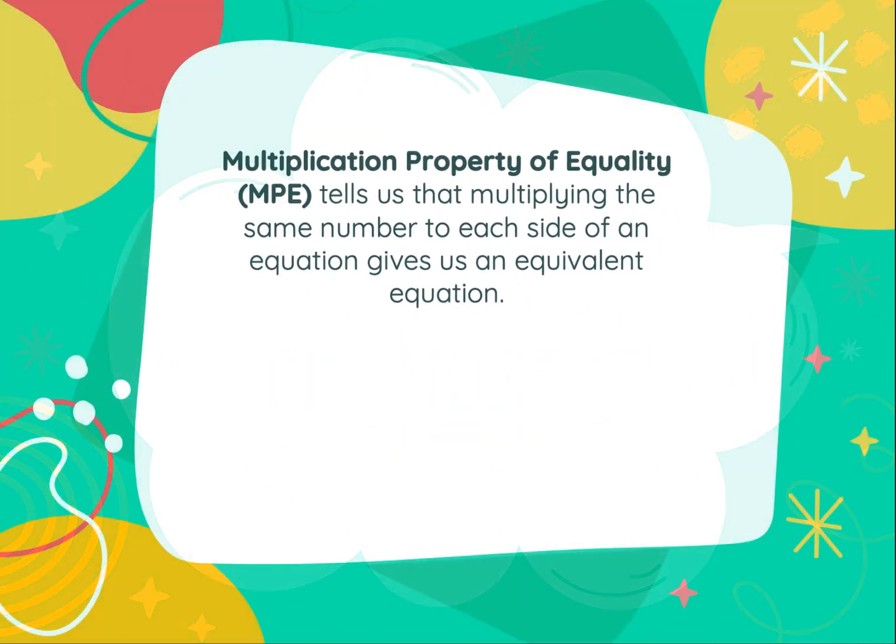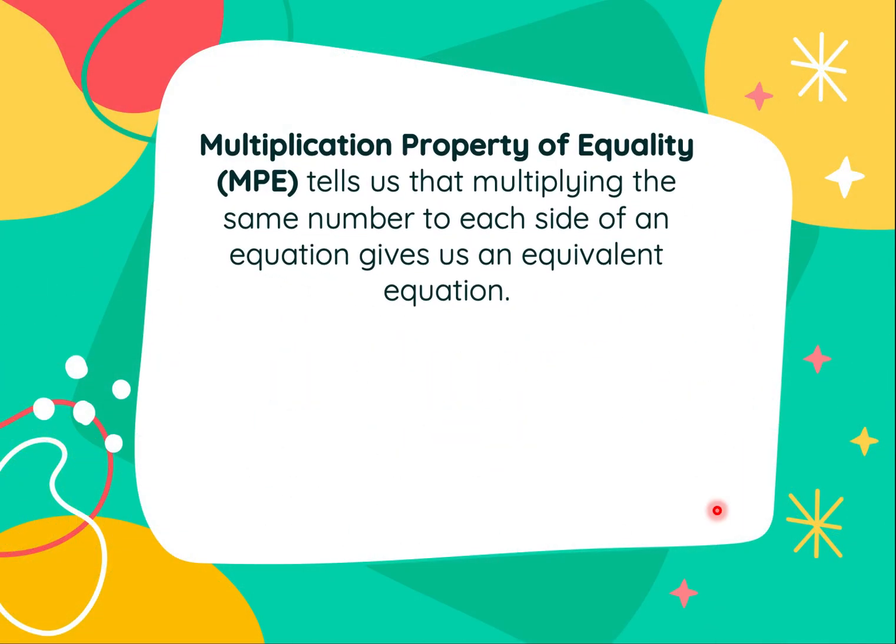The next property is the multiplication property of equality, or MPE. It tells us that multiplying each side of an equation by the same number gives us an equivalent equation. Every time we multiply both sides of the equation by a given number, that will be MPE. For example, if x is equal to y, then xz is equal to yz. As you can see here, we multiply by z on both sides of the equation.